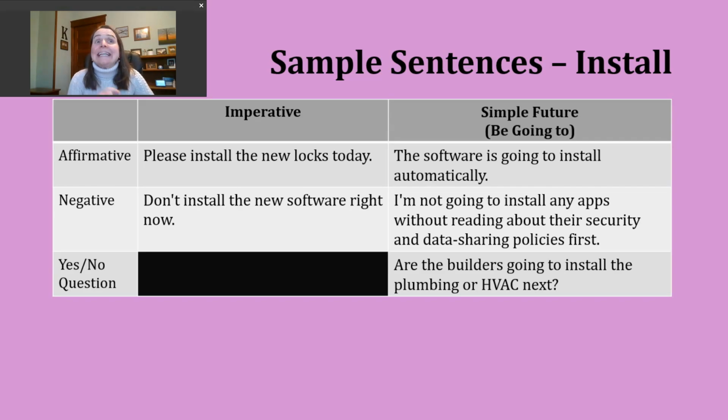Now, if you want to make a negative simple future sentence, again, we've got to pay attention to our subject. We start with that subject. You use the form of be that matches, followed by not, going to, and then that base verb. Here's another example. I'm not going to install any apps without reading about their security and data sharing policies first.